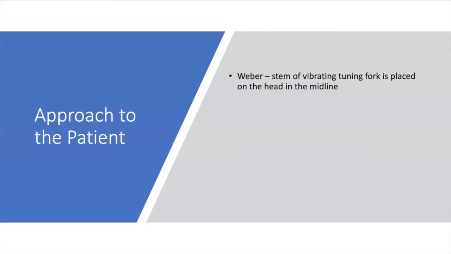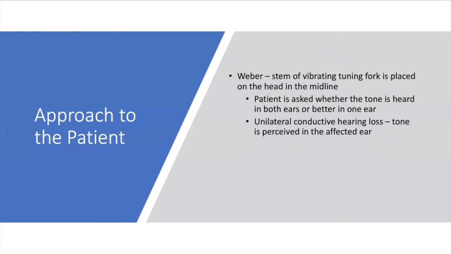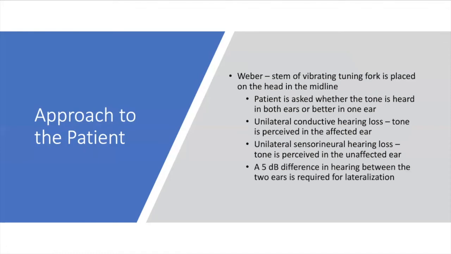For the Weber test, the stem of a vibrating tuning fork is placed on the head in the midline. The patient is asked whether the tone is heard in both ears or better in one ear than in the other. With a unilateral conductive hearing loss, the tone is perceived in the affected ear. With a unilateral sensorineural hearing loss, the tone is perceived in the unaffected ear. A 5 decibel difference in hearing between the two ears is required for lateralization.